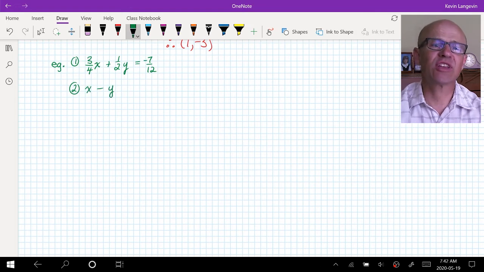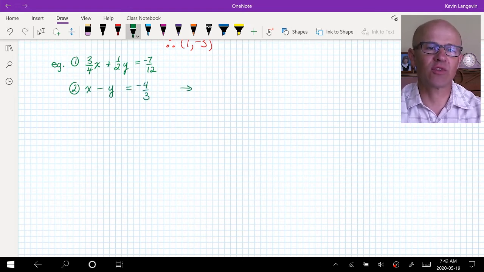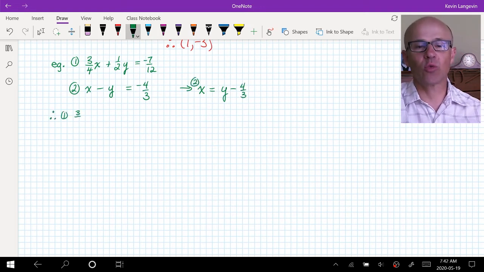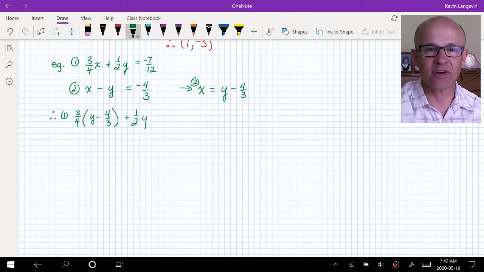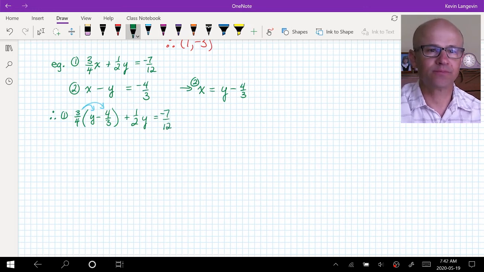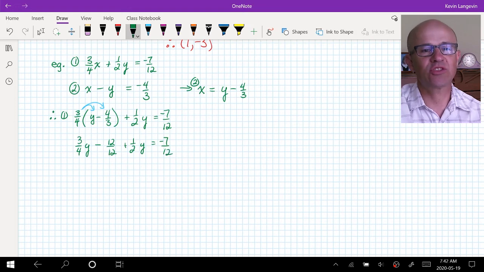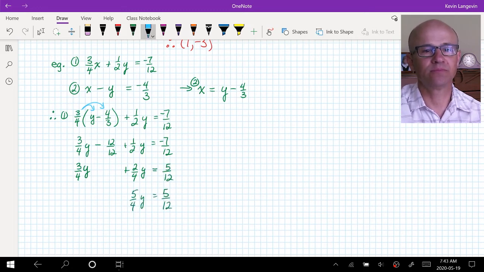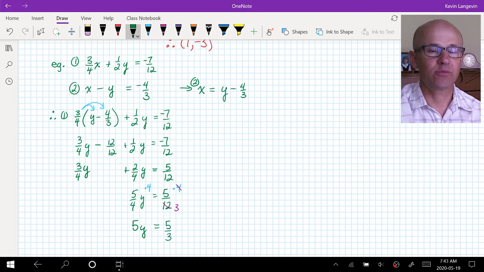Sometimes we get equations that aren't quite so nice to work with. We've got fractions involved. Well, I can still rearrange, get one of my equations as an isolated variable, multiply the fraction in. This one actually works out quite nicely because the 12/12 becomes just a 1. I rearrange, I multiply both sides by 4. Be careful with your fractions.